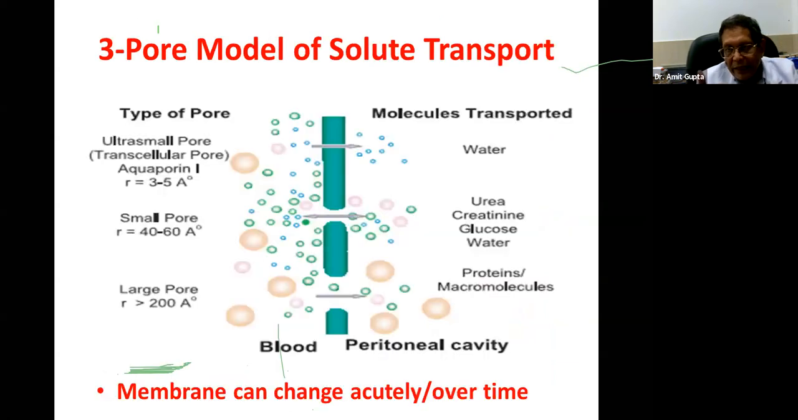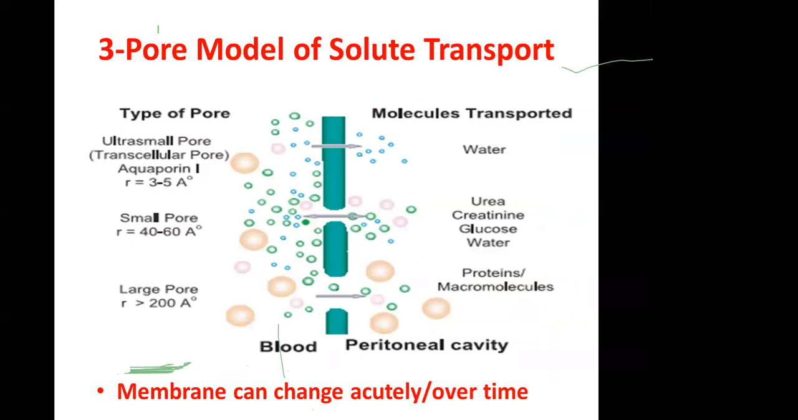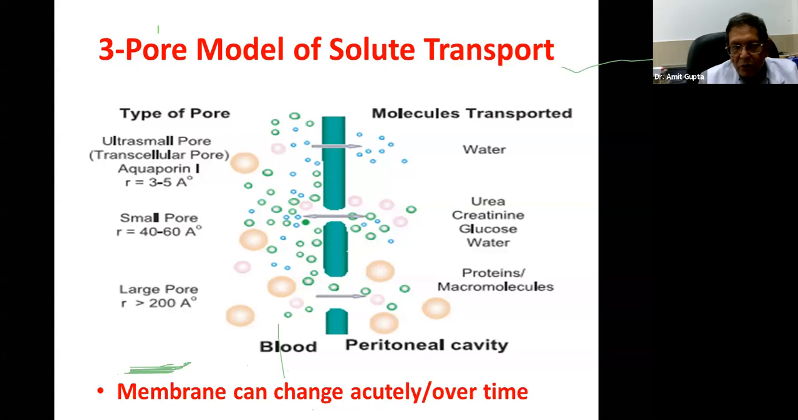And you have these three types of pores in this membrane. One is the ultra small pore, which is also known as aquaporins. Then you have the small pores and you have the large pores. And across these pores, you have removal of solutes and fluid. And you must remember that this membrane can change either acutely or over a prolonged period of time.